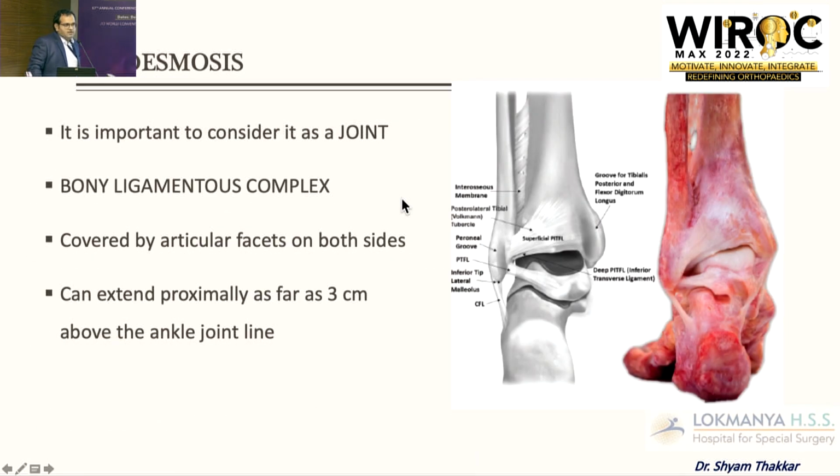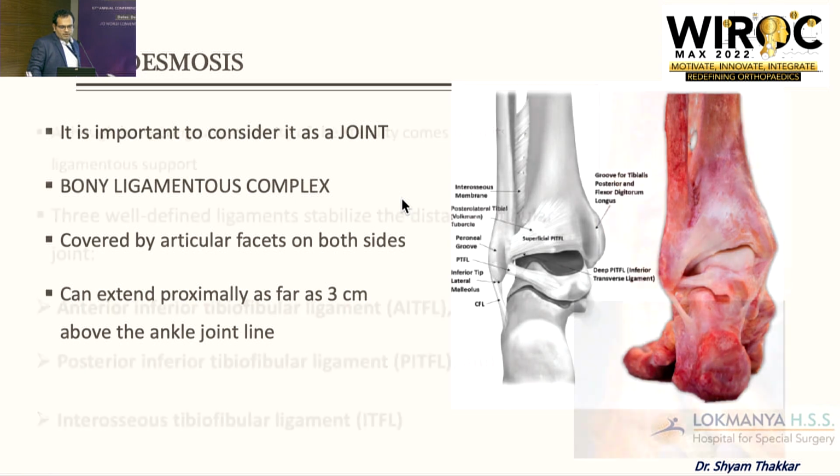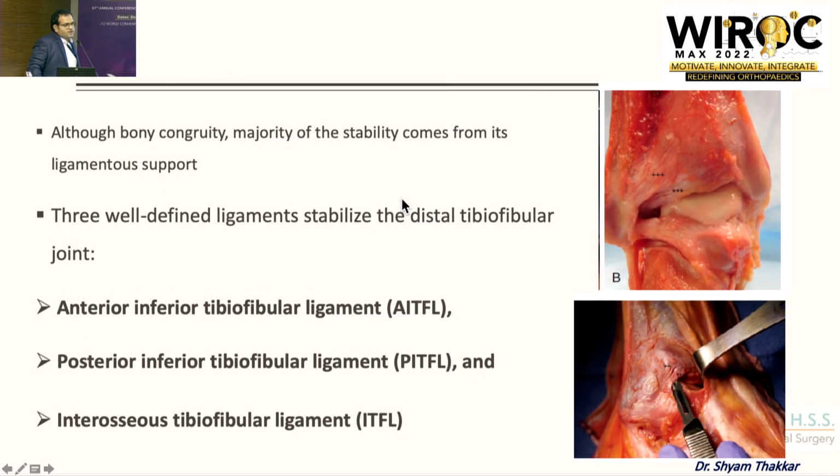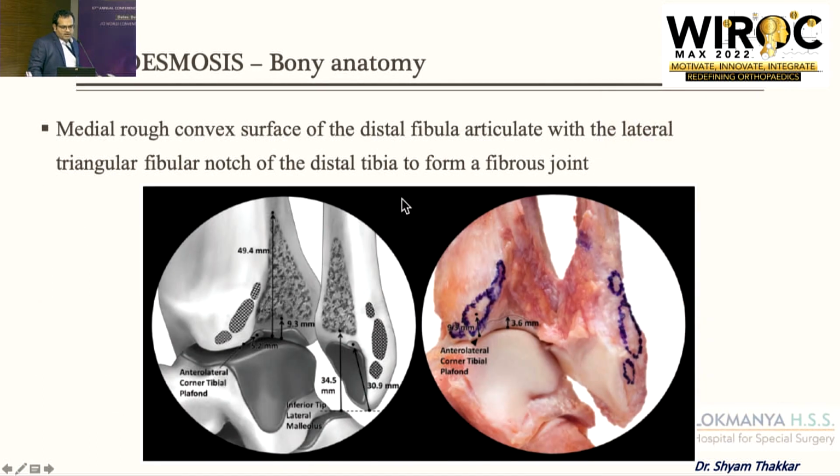The syndesmosis is important to consider as a joint with a bony ligamentous complex. It has articular surfaces, facets on both the tibia as well as the fibula, and it can extend up to 3 centimeters above the ankle joint. Although there is bony congruity, the majority of the stability is with the ligaments: the AITFL, PITFL, and ITFL. Earlier we spoke about the ATFL. This is the AITFL, the anterior-inferior tibiofibular, posterior-inferior tibiofibular, and the interosseous tibiofibular ligament. This is the bony anatomy. It has a convex surface on the fibula and concave on the tibia, a triangular surface which attaches.